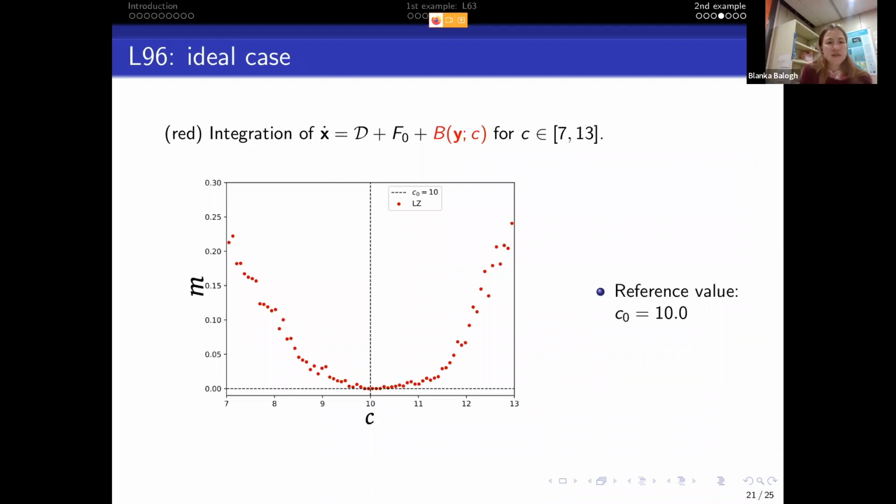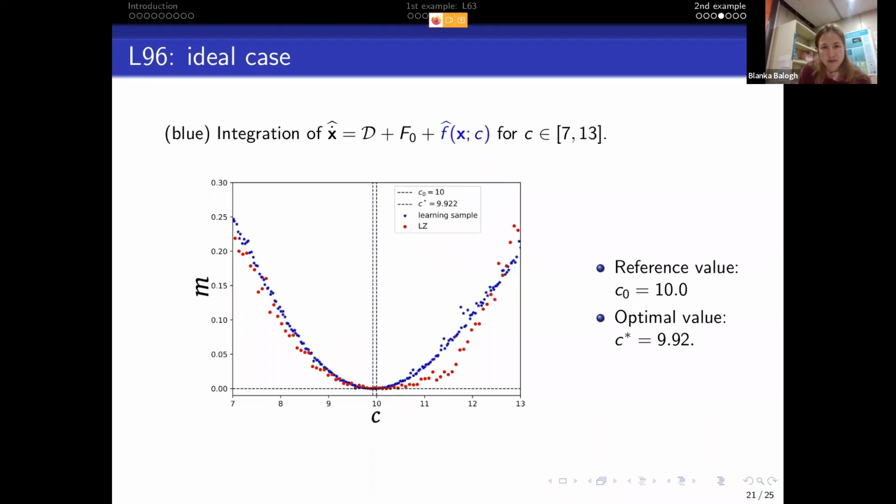Just like in the previous case, I have represented in this graph the value of metric m as a function of the free parameter, which is c here. Each one of the red dots corresponds to an orbit on which the value of the metric was computed, and these orbits are generated using the Lorenz 96 equations. The minimum of metric m is at c equals 10. It's quite flat, but c0 equals 10 is the value of the parameter that has been used to generate the reference data set. So it's coherent that we find this here.